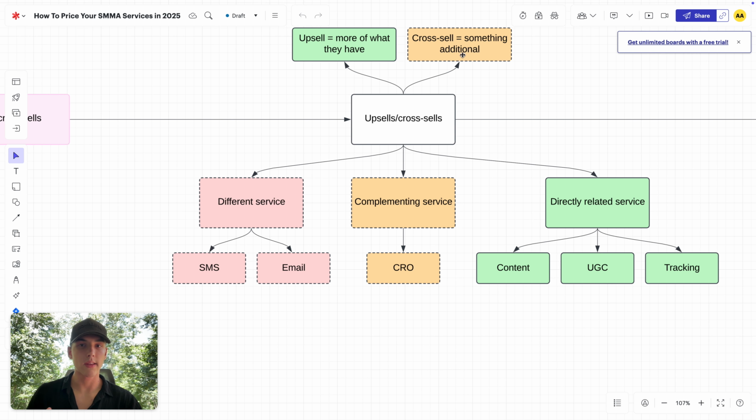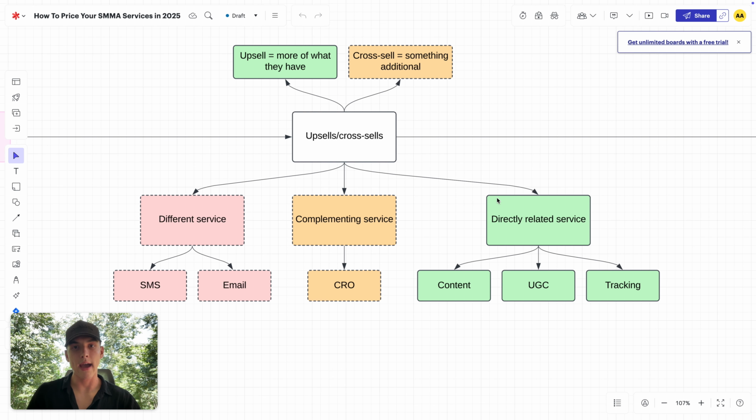There are 2 different types of cross sells. You have a different service and you have a complementing service. As I said, a different service, I would not venture into this because there is just no point. There are amazing email marketing agencies out there. There are amazing SMS marketing agencies out there. And if you're trying to master several services at once, you are going to fail on all of them. So select one niche or one type of industry that you are going to be working in, let's say paid ads or email marketing, and only offer complementing services and directly related services.